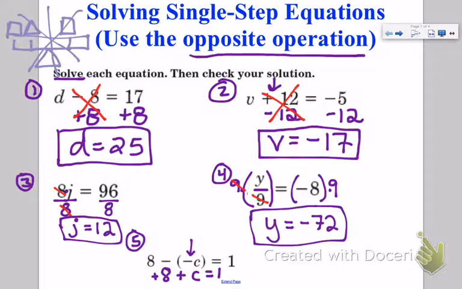So the opposite operation in this case would be to subtract 8 from both sides. Once we do that, the 8's on the left cancel, and we get c by itself on the left is equal to positive 1 minus 8, which is negative 7.